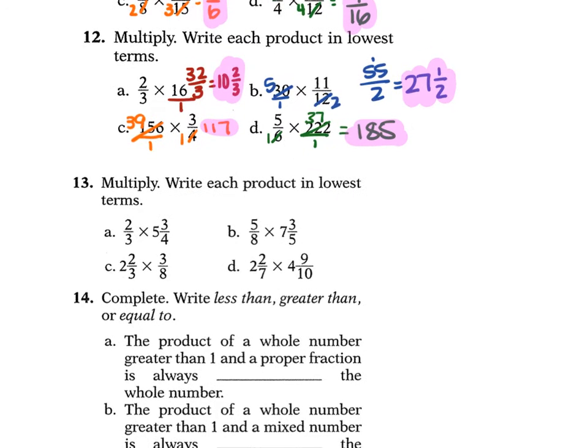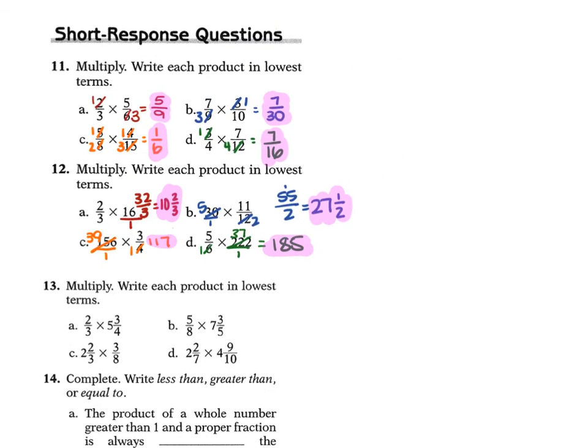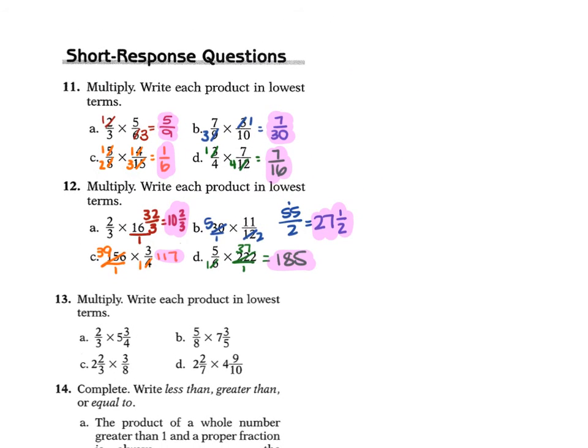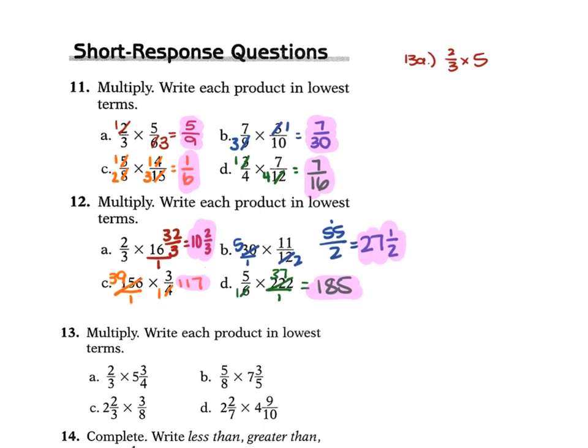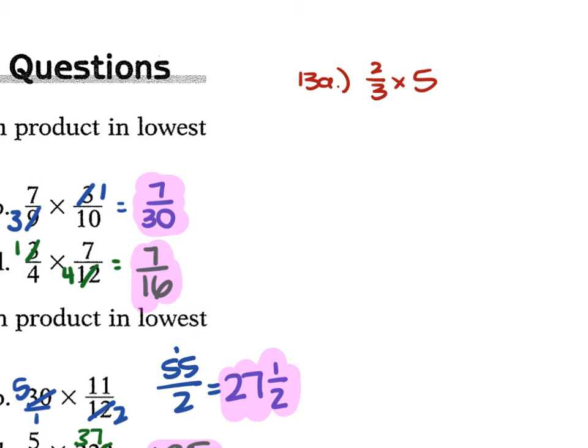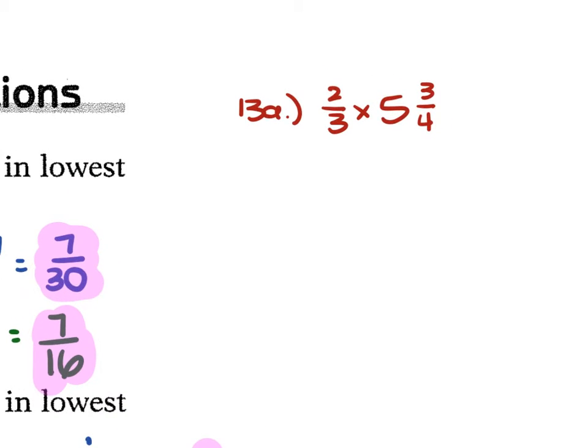For 13, we are going to be multiplying these fractions by mixed numbers. So for A, I have 2 thirds times 5 and 3 fourths. 13A. Alright, so I'm going to turn this 5 and 3 fourths into an improper fraction. So I'm going to keep the 2 thirds times 5 times 4 is 20 plus 3 is 23. Keep it over the 4.